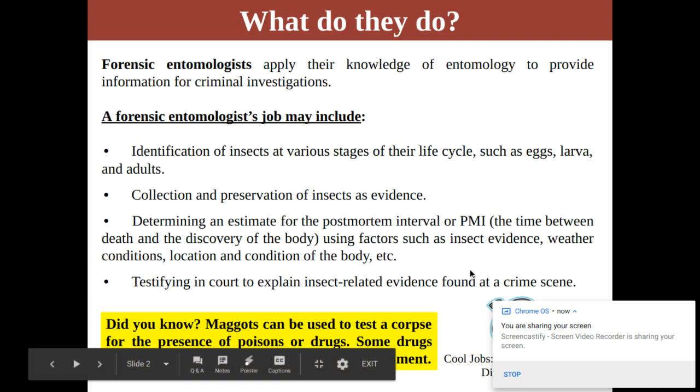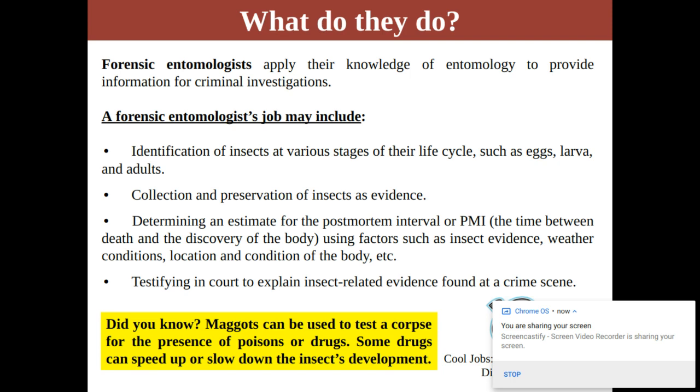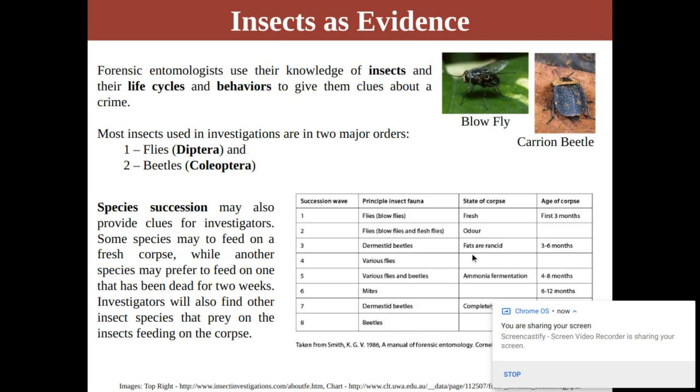Maggots can be used to test a corpse for the presence of poisons or drugs. Forensic entomologists use their knowledge of insects and their life cycles and behaviors to give them clues about a crime. So most insects used in investigations are from these two major orders. They are either flies or beetles. There are some other insects that show up, but these are the two main ones.